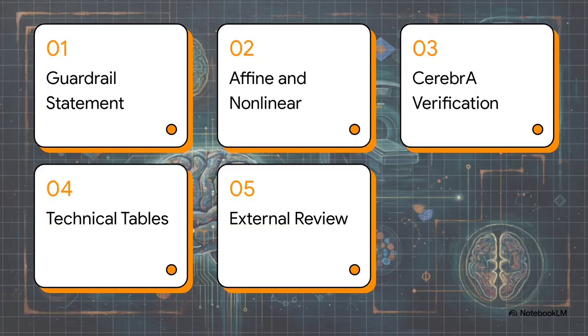Okay, here's our roadmap for the pipeline journey. We're moving chronologically through 5 steps: the strict technical guardrails, mapping, affine and nonlinear, fixing the Cerebra Atlas, generating technical measurements, and finally, getting ready for external review.